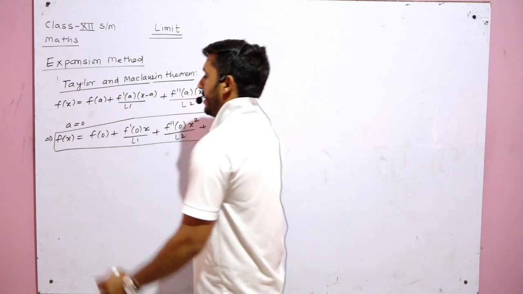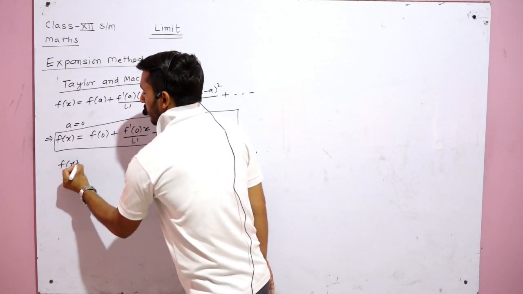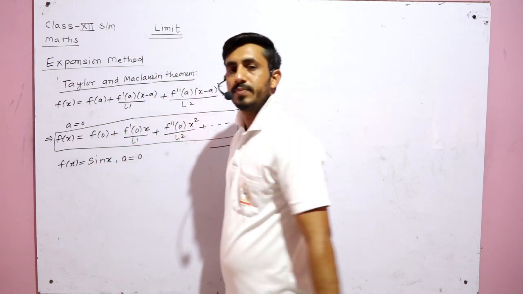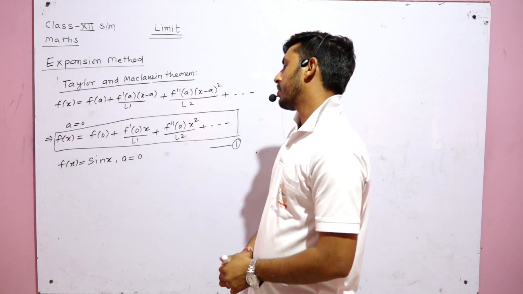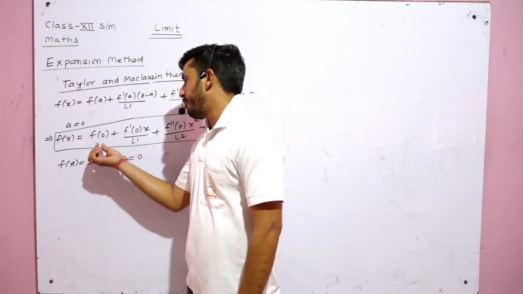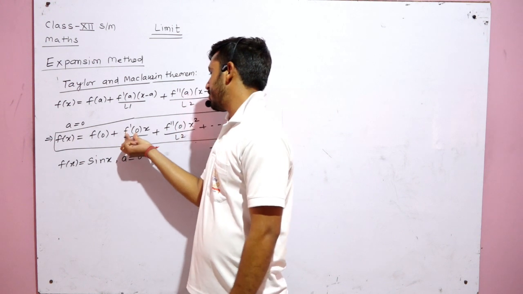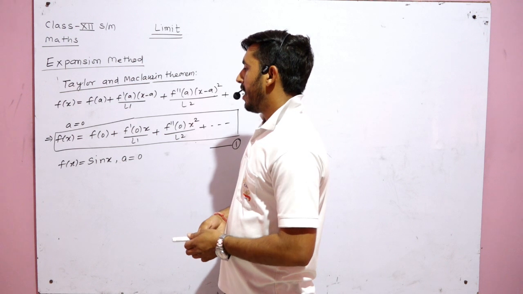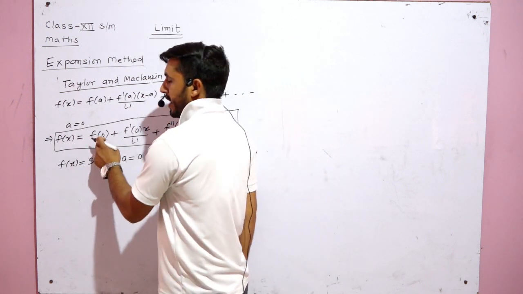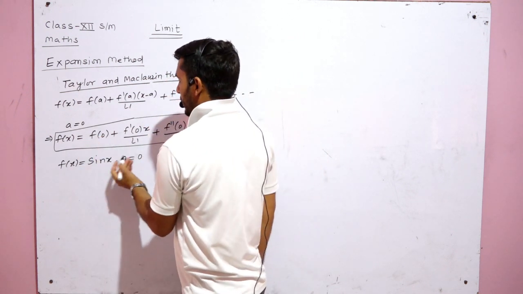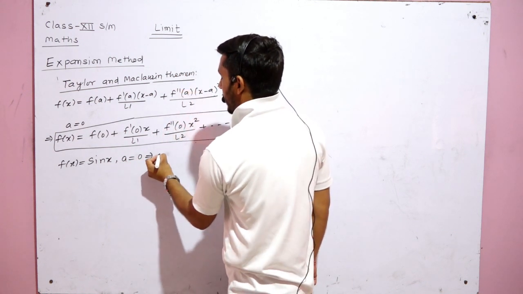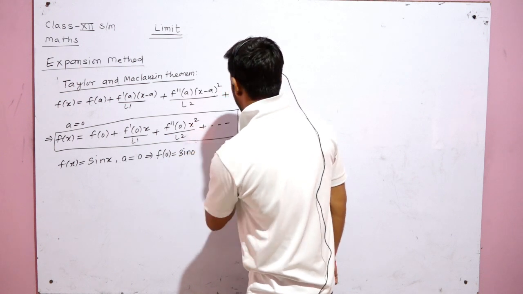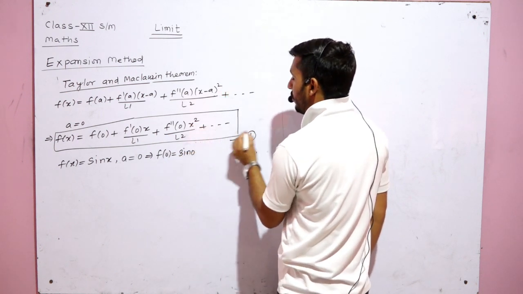If I am taking f(x) equal to sin x and a taken as 0, then I will calculate the values of f(0), f dash 0, f double dash 0 and so on. Here, first of all, we have to find the value of f(0). Here I am finding f of 0 equal to sin 0, and we know the value of sin 0 is equal to 0.